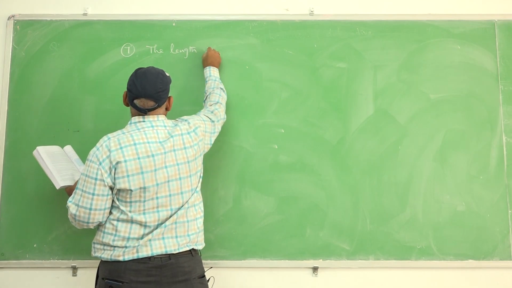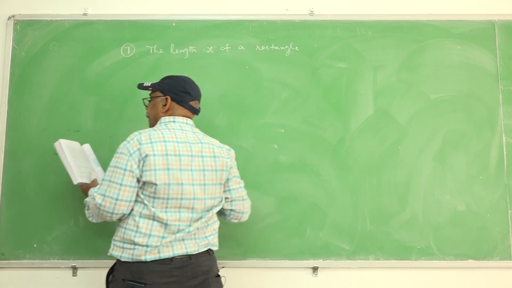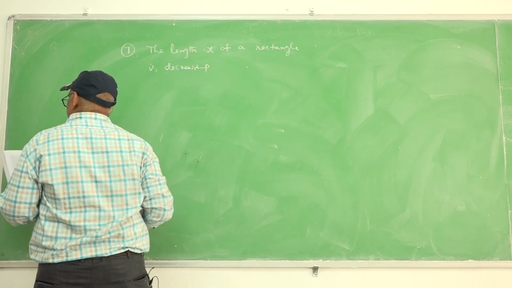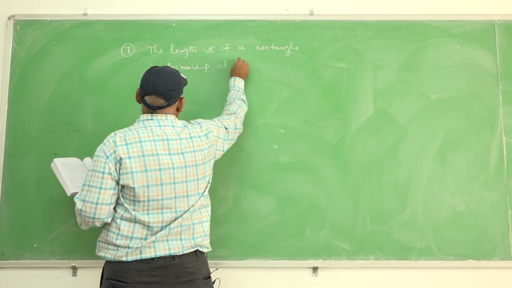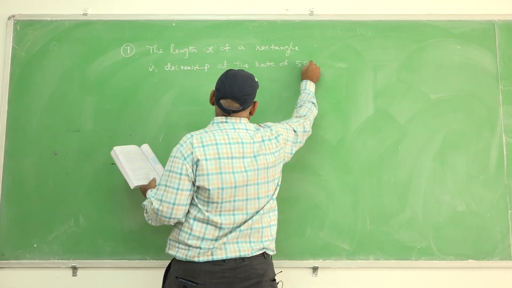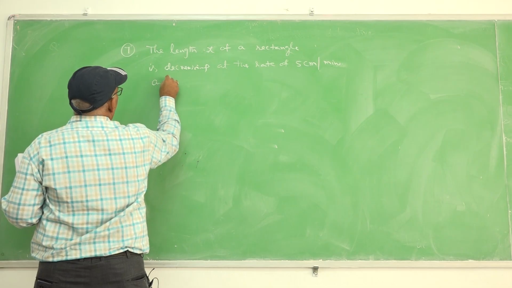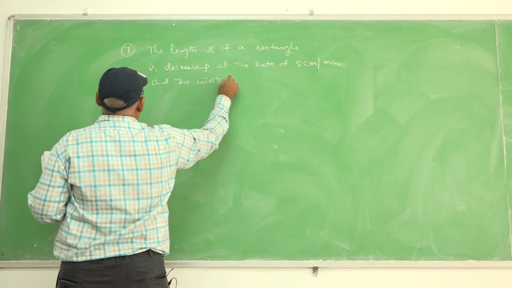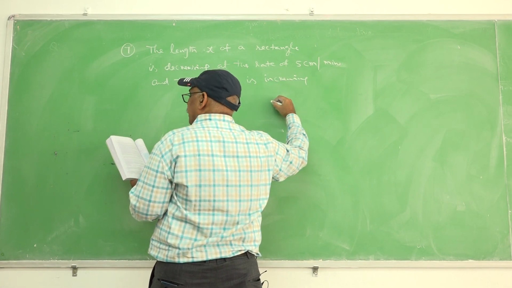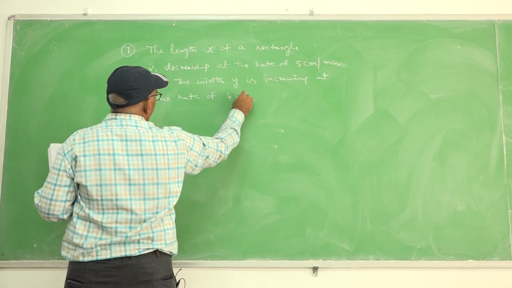The length x of a rectangle is decreasing at the rate of 5 centimeters per minute, and the width y is increasing at the rate of 4 centimeters per minute.